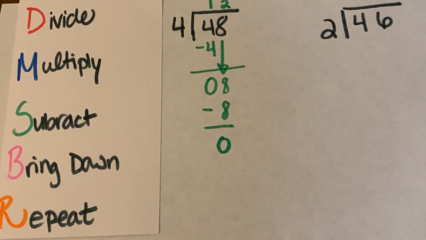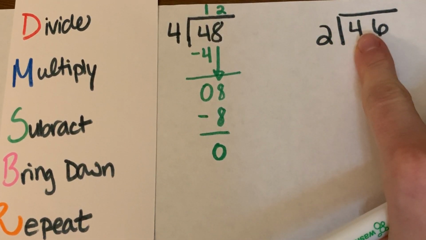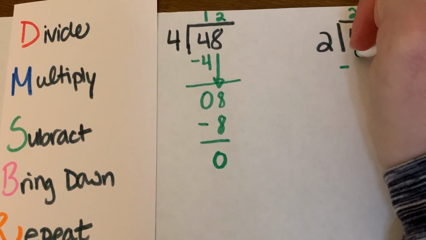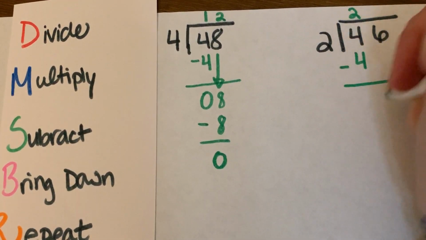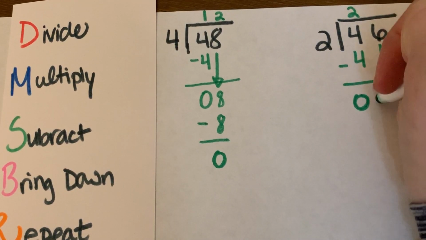Okay, here is what we are going to do first. We are going to divide. I'm covering up my 6. I'm going to start there. 2 goes into 4 how many times? 2 times 2 gives me 4. I'm going to subtract 4, and now I have 0. I'm going to bring down the 6.